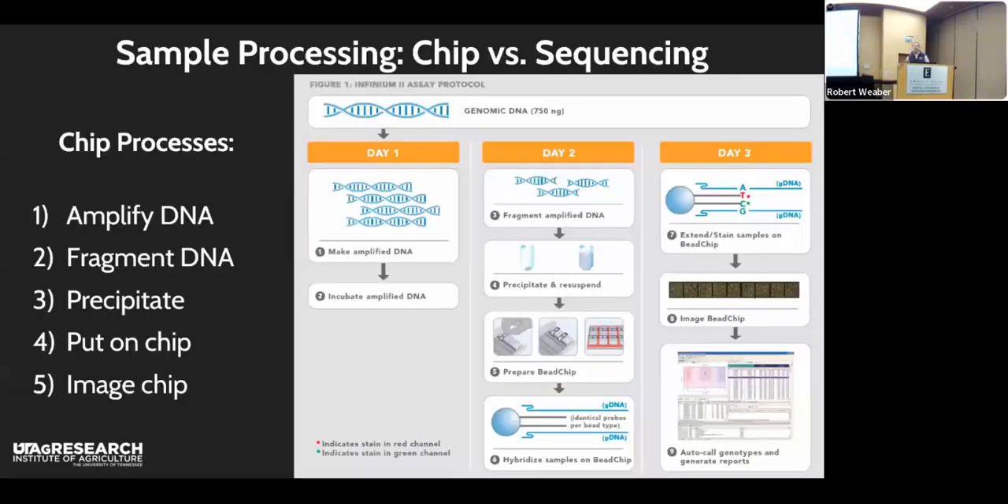So with that, I want to compare and contrast really quickly the difference in sample processing, because at the moment, this is probably one of the bigger impediments to us moving into a low pass world. Processing a sample to put on a chip is pretty straightforward, right? Amplify DNA, fragment it, precipitate it out, put it on the chip, and visually image the chip. This is a pretty straightforward process that's very easy to automate, and the preparation to get that on the chip is quite cheap and quite straightforward to do.